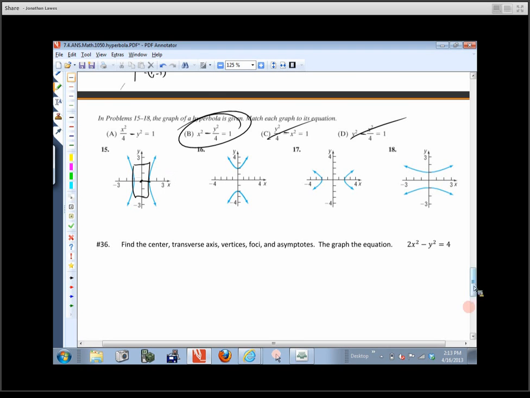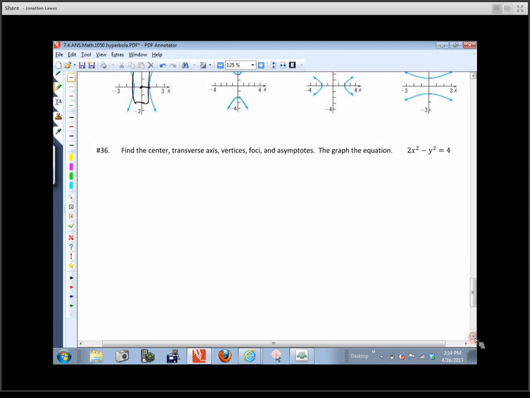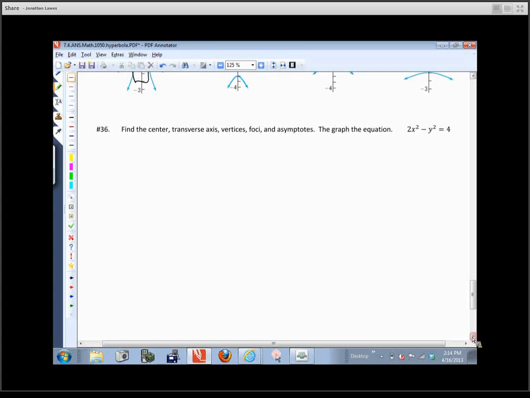And then here's the last one. Find the center, transverse axis, vertices, foci, and asymptotes, and graph the equation. Now, is that hard? That should be easy, shouldn't it? Given everything that we've gone over, that should be a breeze. That's what your homework is like. I think we've done one nearly like every single one of them.